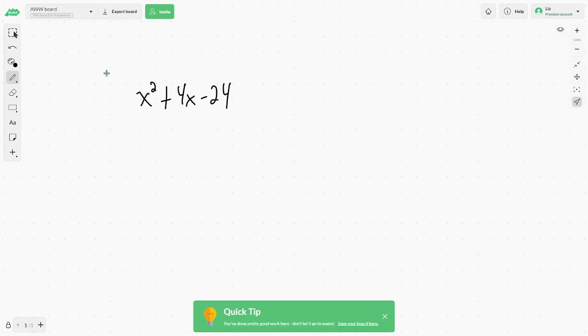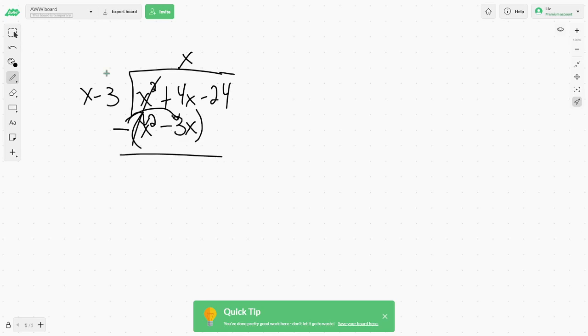x squared plus 4x minus 24 divided by x minus 3. So x needs to be multiplied by x to get x squared. So x times x is x squared. x times negative 3 is negative 3x. So again, I'm subtracting this, so I have to distribute that negative. So x squared minus x squared cancels out. 4x minus a negative 3x. A minus negative is adding. So we're actually going to say 4 plus 3x is 7x minus 24.